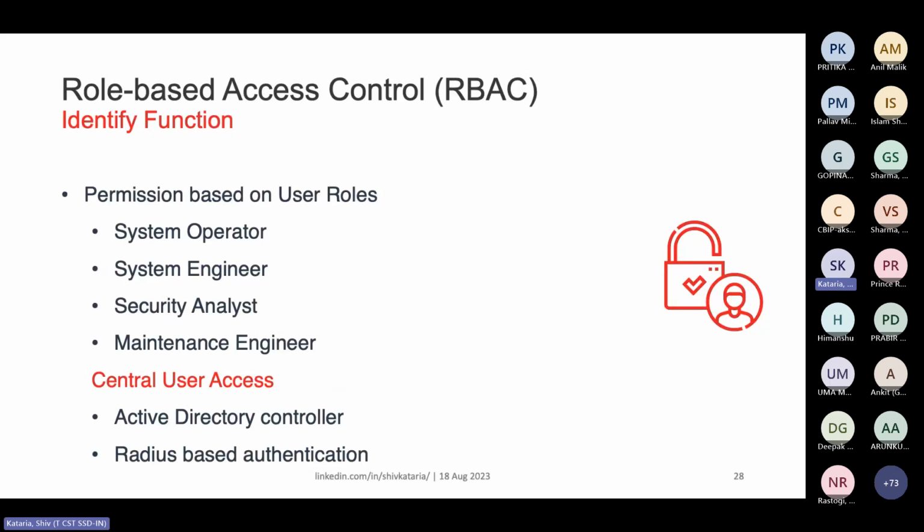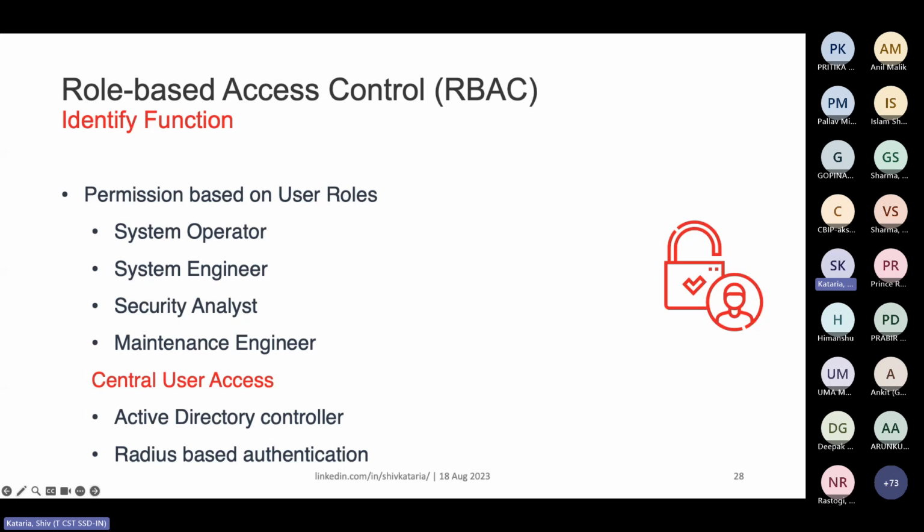So the first method of giving access to the user is through role-based access control. Role-based access control basically means you only give access to the level which is required for the person. There could be four different roles that could be used. One of them is the system operator, then system engineer. There could be a security analyst who is also accessing your system. And then there could be a maintenance engineer. Maintenance engineers typically require access through remote access as well.